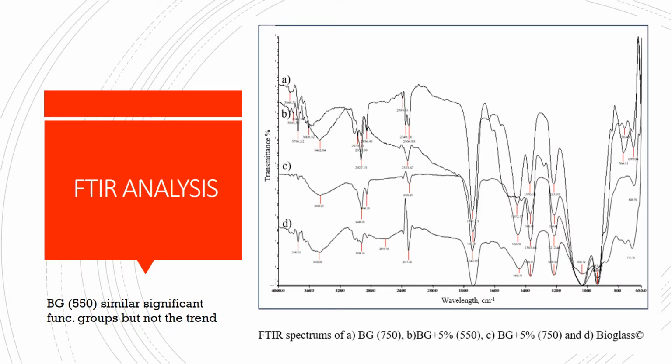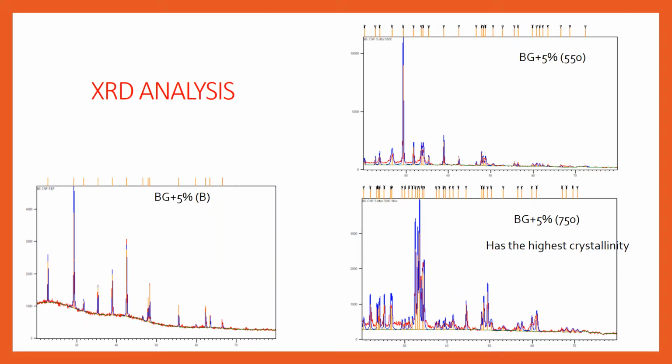For the FTIR analysis, it was observed that the bioactive glass that was heated to 750 degrees Celsius had a similar spectrum trend compared to bioglass at 550 degrees Celsius. For the crystallinity, it was observed that bioactive glass at 750 degrees Celsius sintering temperature had the highest crystallinity compared to bioactive glass before sintering as well as bioactive glass at only 550 degrees Celsius heating.